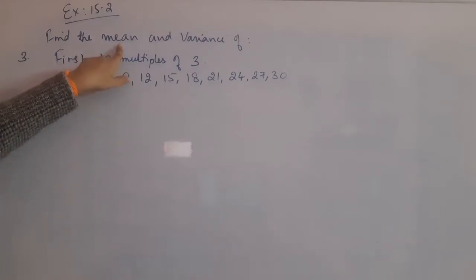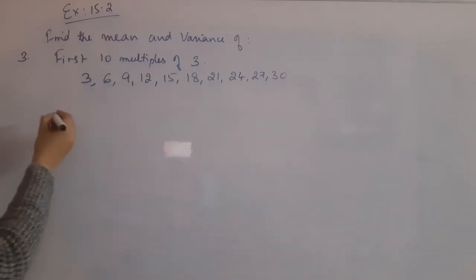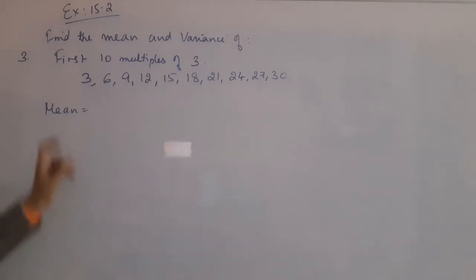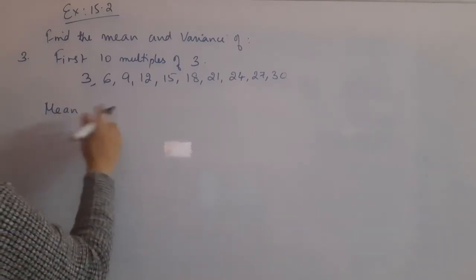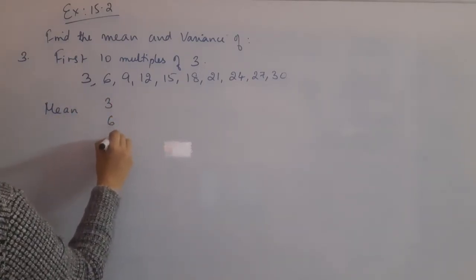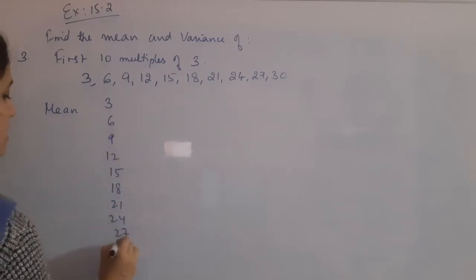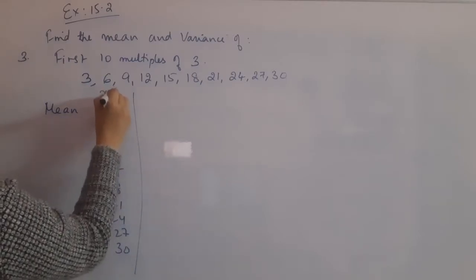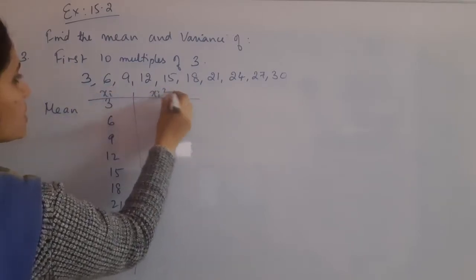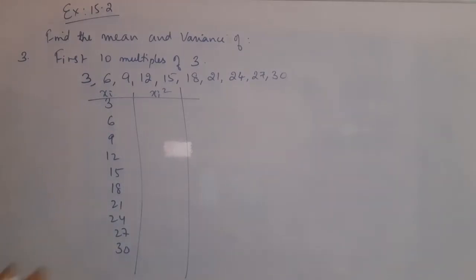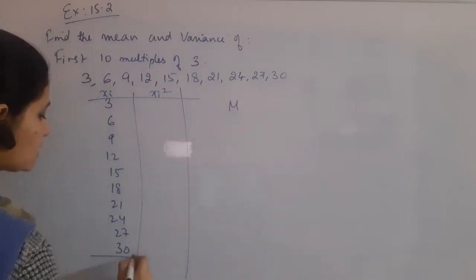Now you have to find the mean of these 10 multiples. Mean will be the addition of all these numbers. If you want, you can make a box because you need the squares of all these also. So make the box in which you write 3, 6, 9, 12, 15, 18, 21, 24, 27 and 30. This is your xi, and you want one more column, which is xi square. So how will you find the mean? Just take the sum of all these.